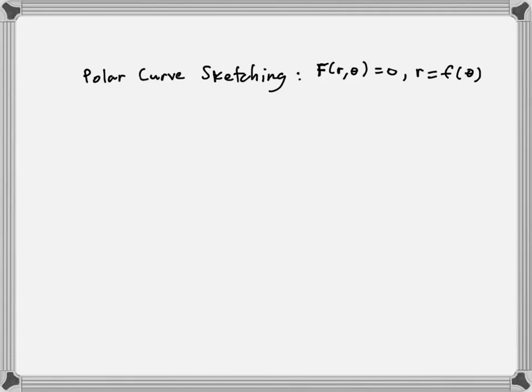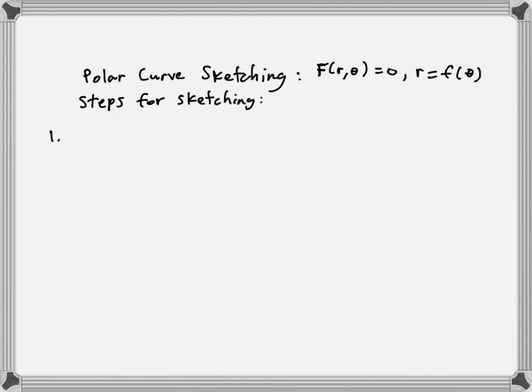If you can't solve for r, then you would get the one on the left, but if you can solve for r, then you would get the one on the right. So what are the steps for sketching? So, step 1.